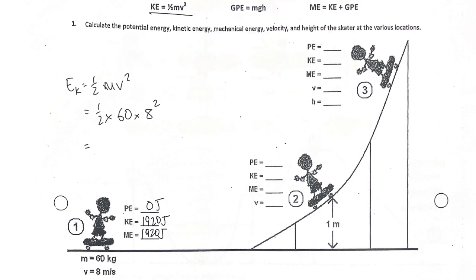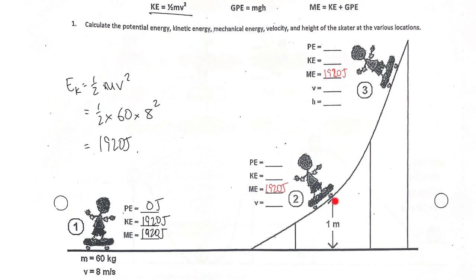So the first thing you can do on the other two diagrams is write out his mechanical energy. 1920 joules. That's the first thing you can do. 1920 joules mechanical energy. All right? So now let's have a look at the next part of the diagram.